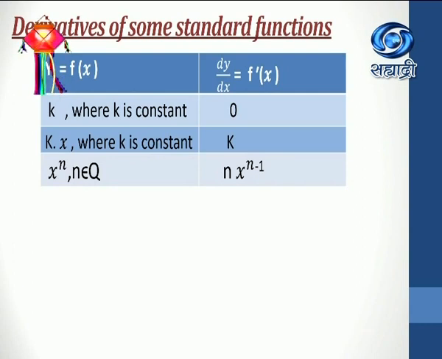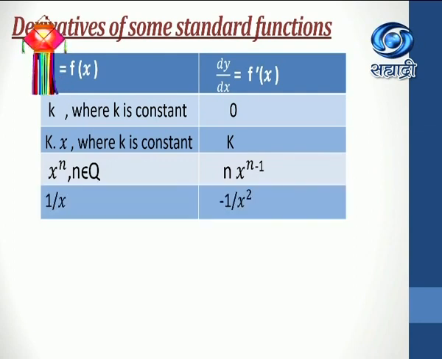Next function is x raised to n, where n belongs to Q. Its derivative is n into x raised to n minus 1. For example, derivative of x raised to 10 is 10 into x raised to 10 minus 1, meaning 9. Derivative of x raised to minus 5. Here n is a rational number. So derivative of x raised to minus 5 is minus 5 into x raised to minus 5 minus 1, meaning minus 6. So derivative of x raised to minus 5 is minus 5 x raised to minus 6.